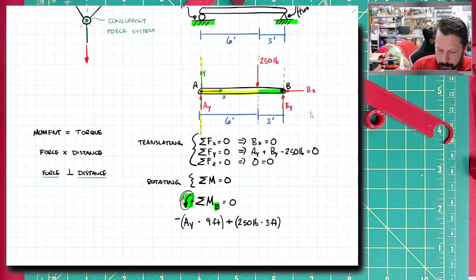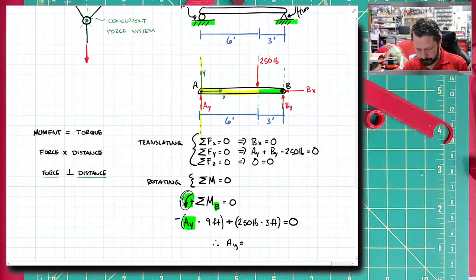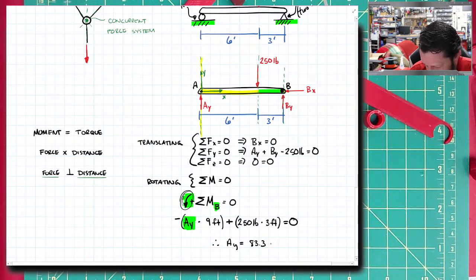So the only unknown in my equation is AY. The rest of the equal sign here is equals 0. So these two moments, AY times 9 feet and 250 pounds times 3 feet, have to balance each other. And if I solve this equation, AY will equal, here's my calculator, 250 times 3 divided by 9, 83.3. The units would be pounds, and the sign for that would be positive.